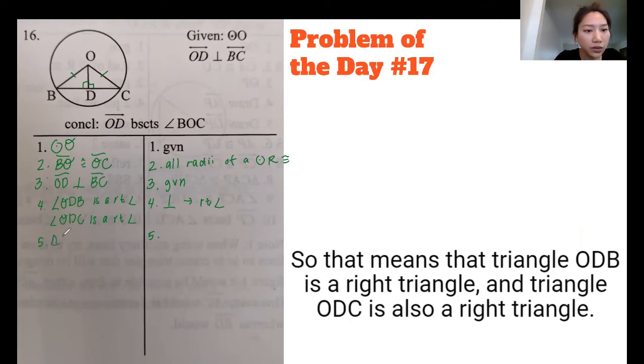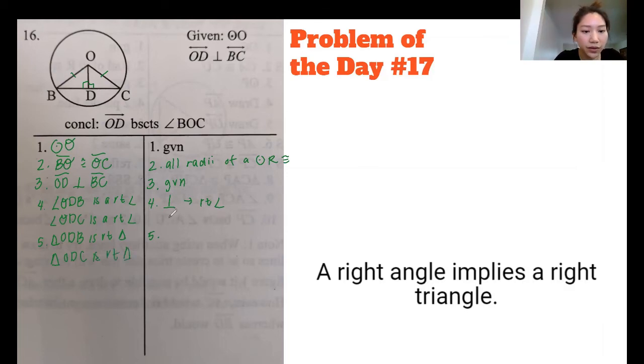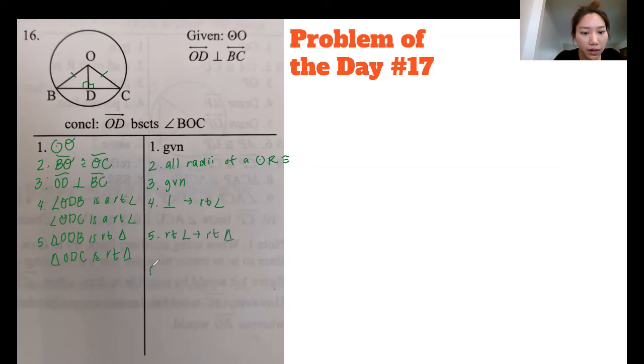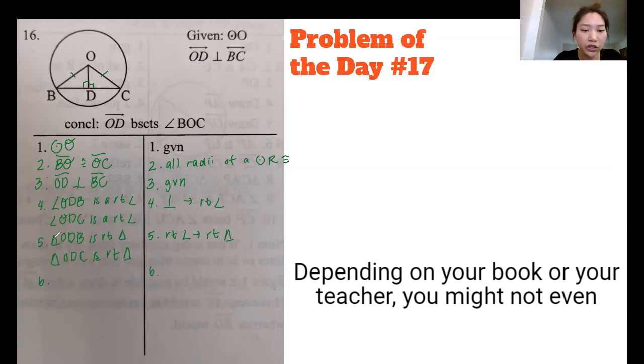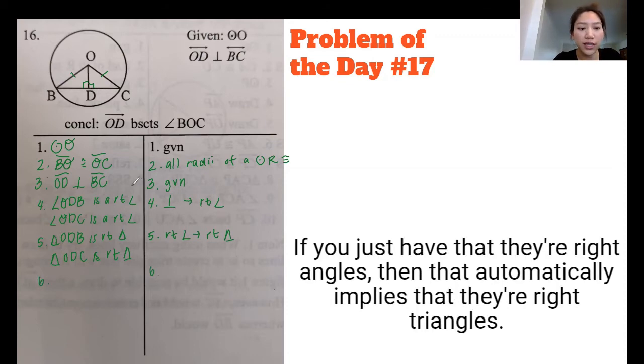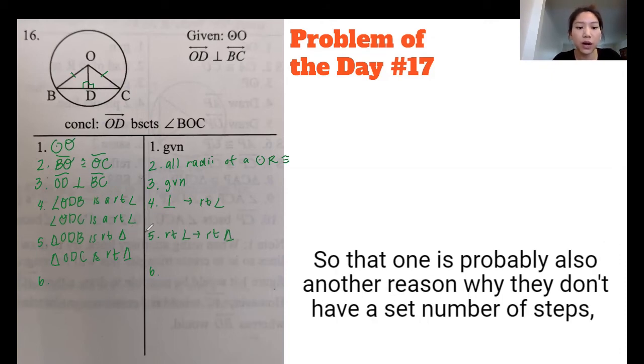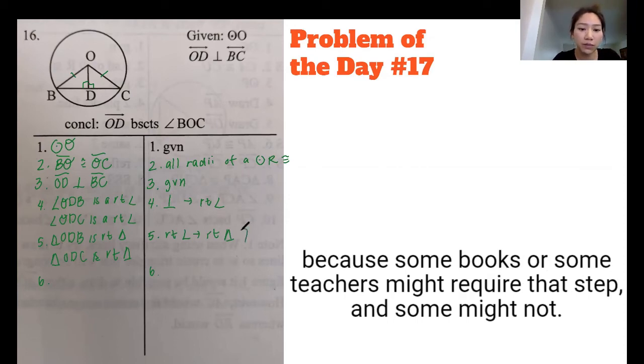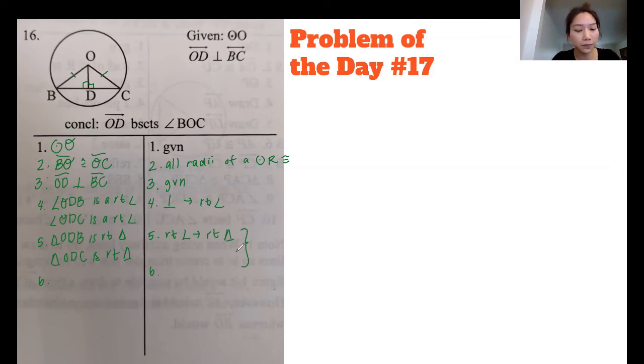So that means that triangle ODB is a right triangle, and triangle ODC is also a right triangle. Okay, so right angle implies a right triangle. Depending on your book or your teacher, you might not even need to write that. If you just have that they're right angles, then that automatically implies that they're right triangles. So that one is probably also another reason why they don't have a set number of steps, because some books or some teachers might require that step and some might not.